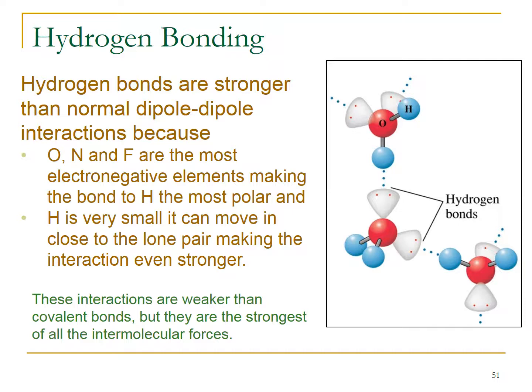And this outlines what I was saying earlier. Because O, N, and F are the most electronegative, that end will be the most negative possible. And then because H is very small, it can move in very close and make a really strong interaction. However, again, keep in mind that these actual interactions are still weaker than covalent bonds. However, of the intermolecular forces, these are the strongest. So these are stronger than regular dipole-dipole interactions.